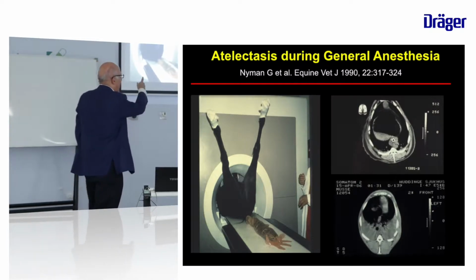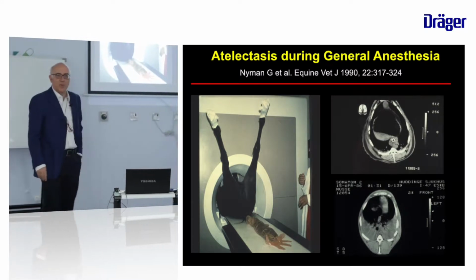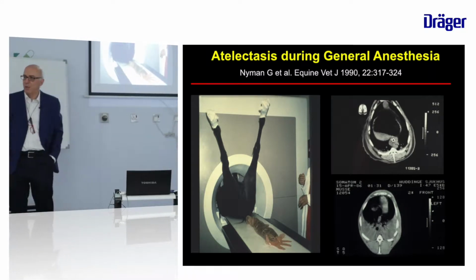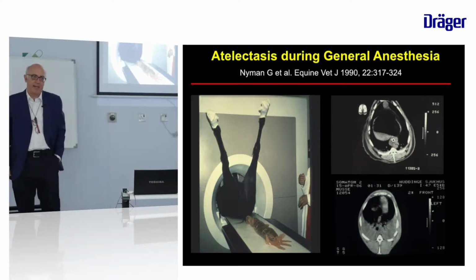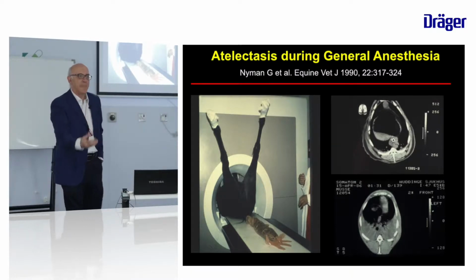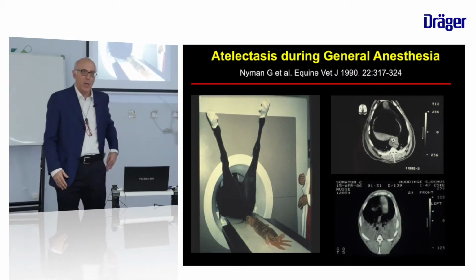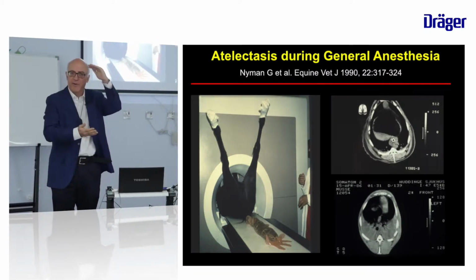So when the animal was paralyzed, you see there was a major reduction in the lung volume, the black area, and a major increase in the white area. So the atelectasis is in the dependent part of the lung of the pony, also because the thorax of the pony is very high.